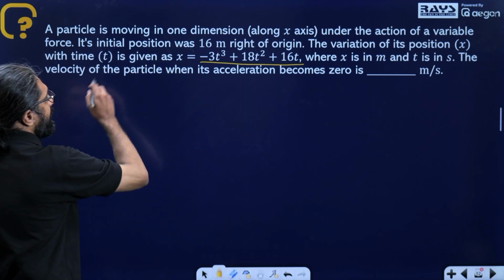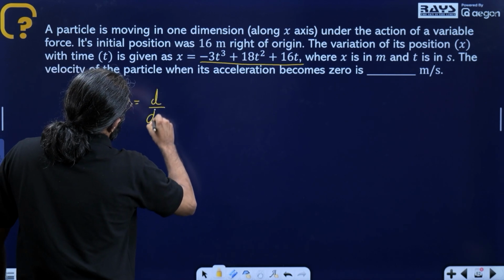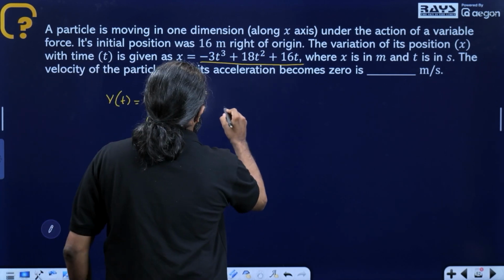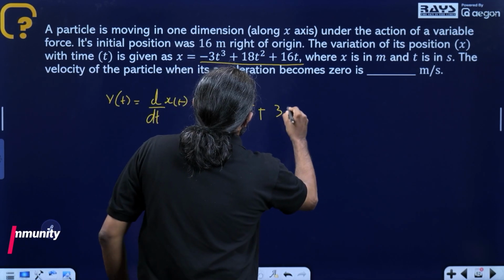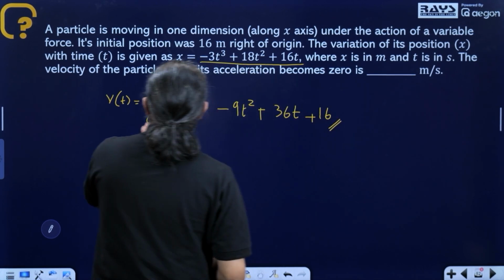So now we'll start with x of t. V of t will be equal to d by dt of x of t. So then the first derivative will come. That will be equal to minus 9t square plus 36t plus 16. This will be v of t.